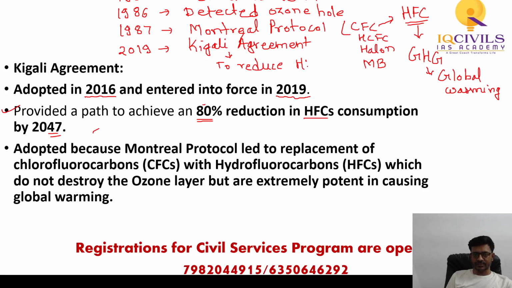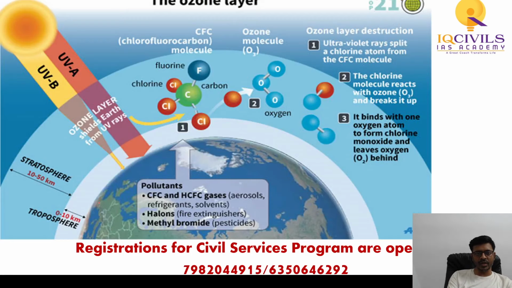Okay, so the main objective of the Kigali Agreement is to reduce the emission of hydrofluorocarbon or HFC. It was adopted because the Montreal Protocol led to replacement of CFC or chlorofluorocarbons with HFC or hydrofluorocarbons, which do not destroy the ozone layer but are extremely potent in causing global warming. Got it? So this is the timeline related to ozone layer protection. The Kigali Agreement does not speak about protection of the ozone layer directly, but it speaks about climate change and global warming. Now you know the chemistry of the ozone layer, how chlorofluorocarbon can destroy ozone and convert it into chlorine monoxide and oxygen.